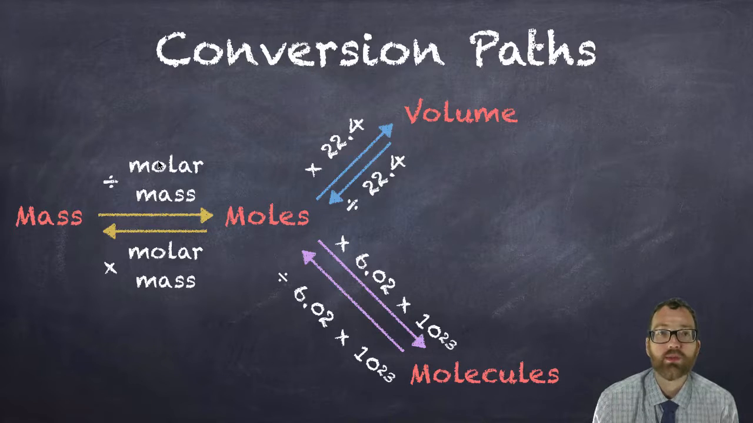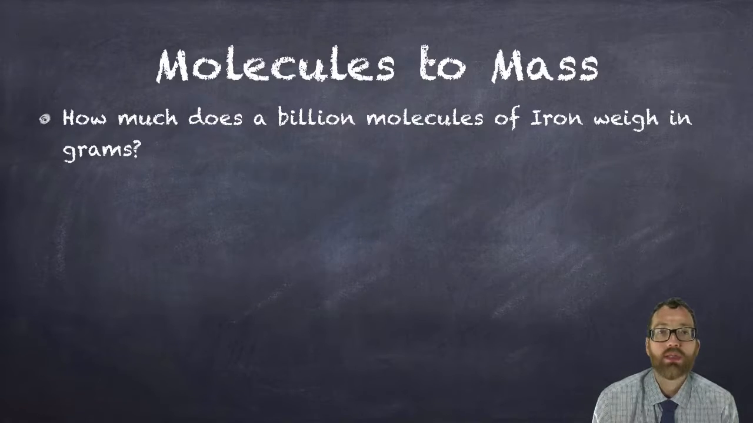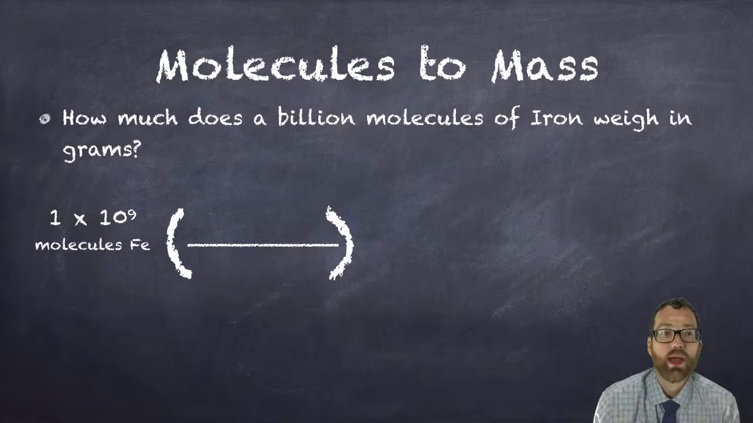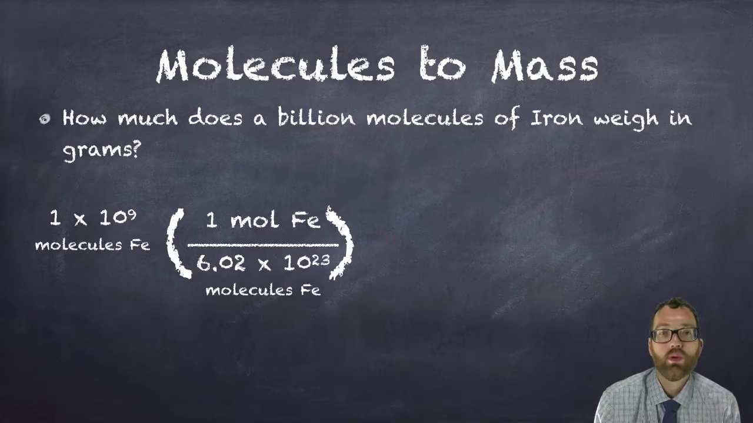So let's do some problems. How much does a billion atoms of iron weigh in grams? So a billion is 1 times 10 to the 9. So we'll have 1 times 10 to the 9 atoms of iron. So we'll set up a bracket. I want atoms to cross off, and we're going to turn it into moles. Remember in our little pathway there, moles were in the middle. It's kind of like the bridge to all the other units. Your first step should always be to convert to moles. So in 1 mole of iron, we have Avogadro's number of atoms of iron.